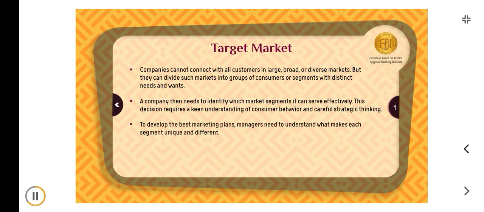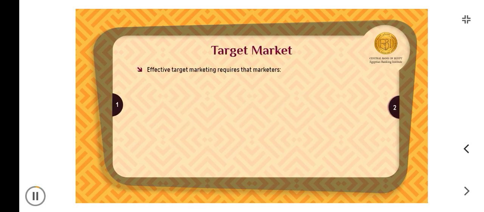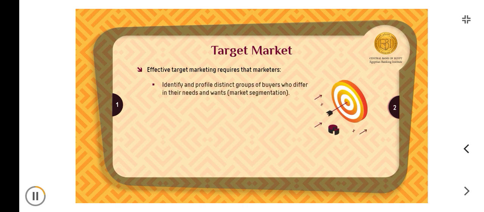This requires a keen understanding of customer behavior and careful strategic thinking. In order to develop the best marketing plans, managers need to understand what makes each segment unique and different. Identifying and satisfying the right market segments is often the key to any market success. For any effective target marketing, marketeers must identify and profile distinct groups of buyers who differ in their needs and wants, which is the market segmentation.